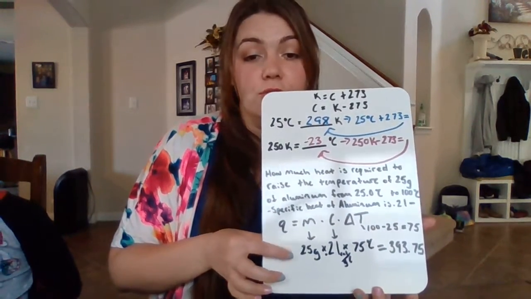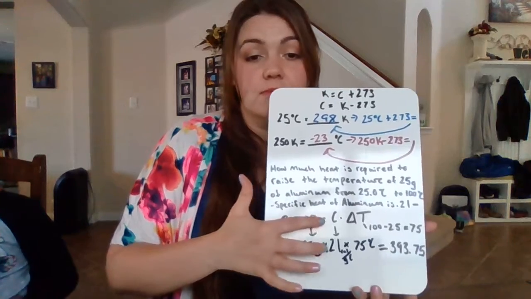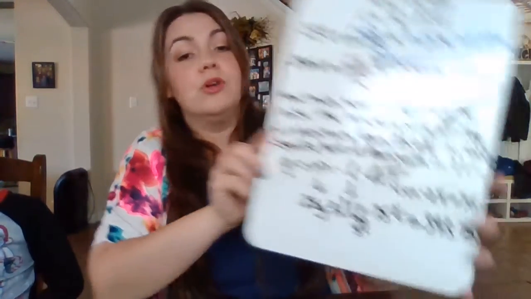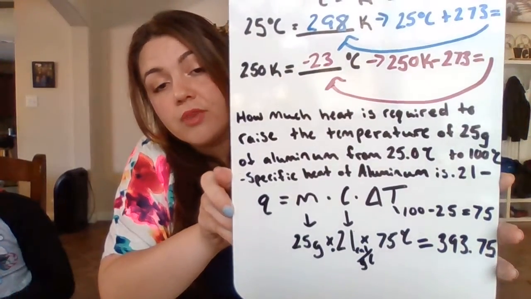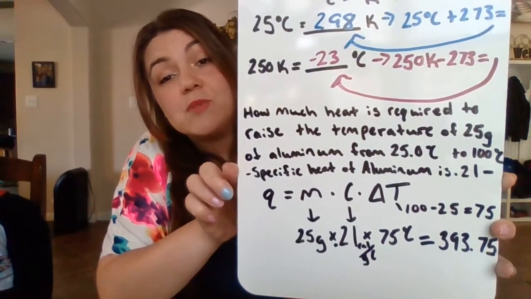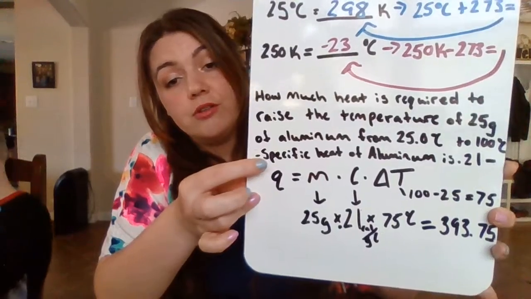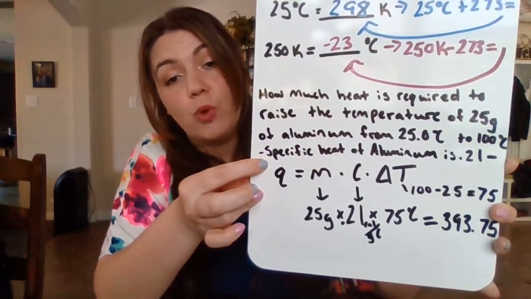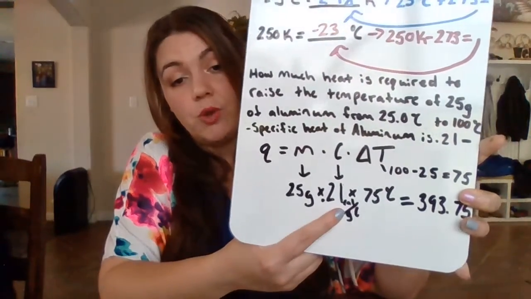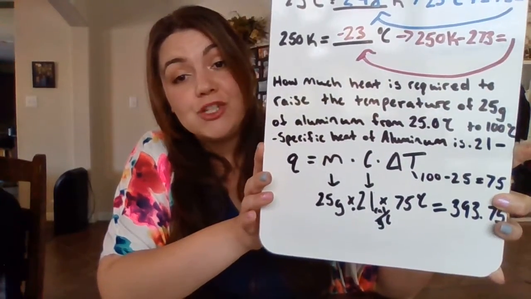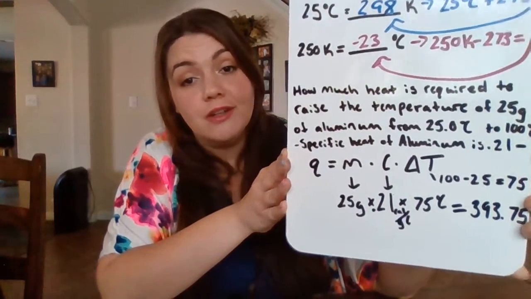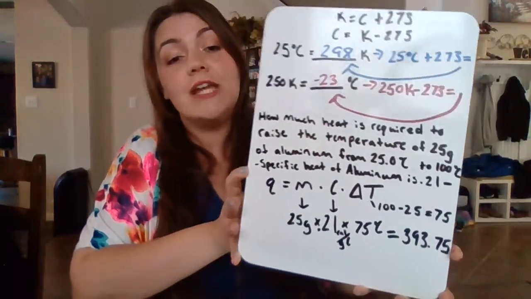If I look at it, I'm trying to find heat, which is Q. How do I find Q? M times C times change in T. So what is M? That's mass. So the mass in this problem was 25 grams. The C is specific heat, which I told you right down here. You would have got a chart in your notes, but it normally is going to tell you specific heat of aluminum is 0.21. So it's 0.21. And lastly, change in T. Change in T means the change in temperature. So it's not the temperature, it's the change in temperature.